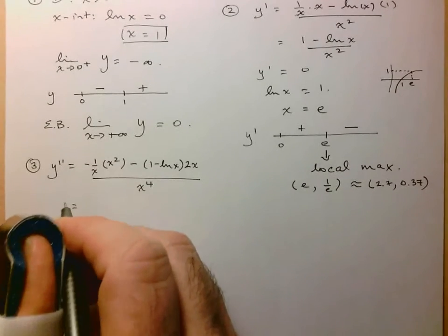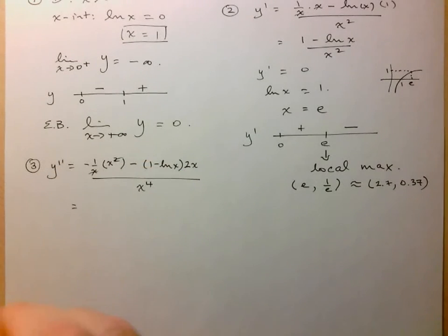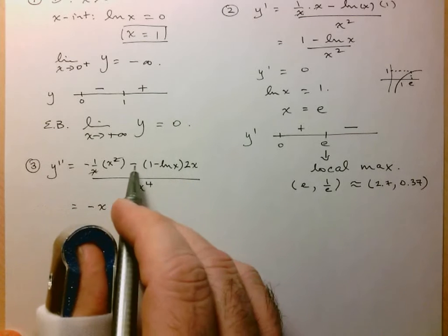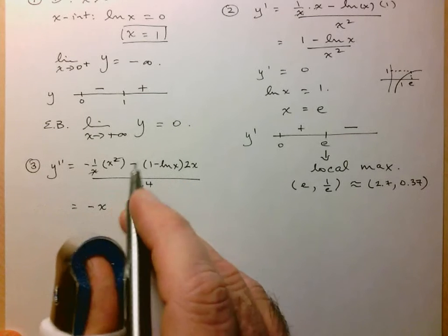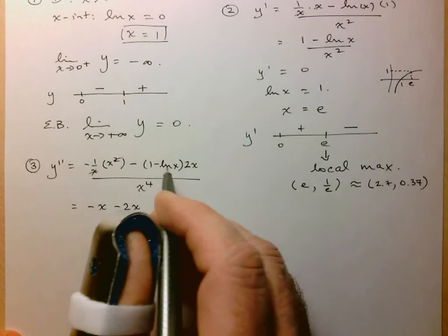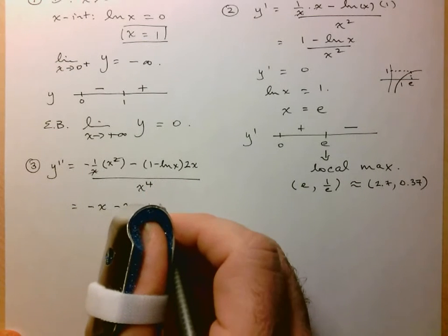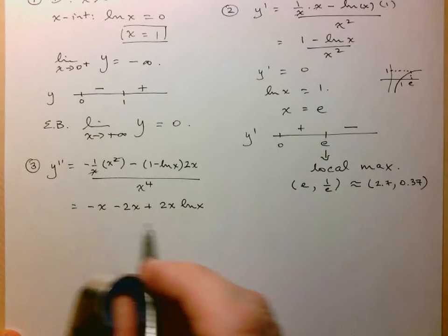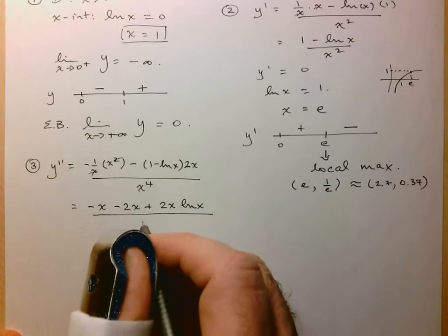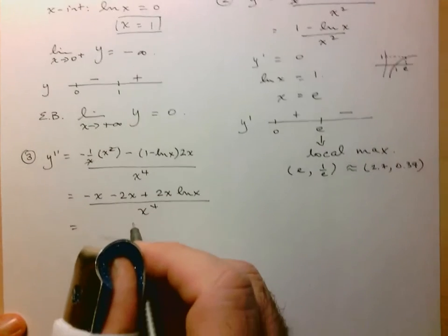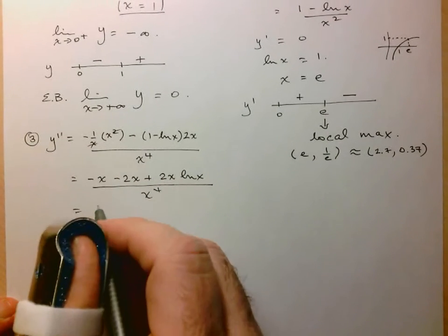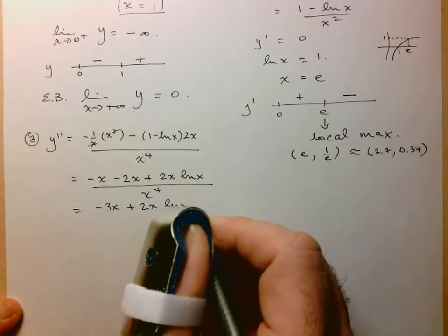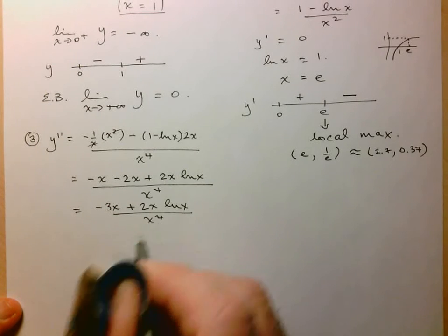Okay, so here, let's do as much simplifying as we can. So that's nice. We end up with negative x. And then here, let's distribute the 2x. Don't forget that there's a subtraction in front. So we've got minus 2x, and this is going to be plus 2x ln x. Okay, so just be very careful with the signs here. x to the 4th. So here, we can simplify. Negative x minus 2x is negative 3x, plus 2x ln x, all over x to the 4th.